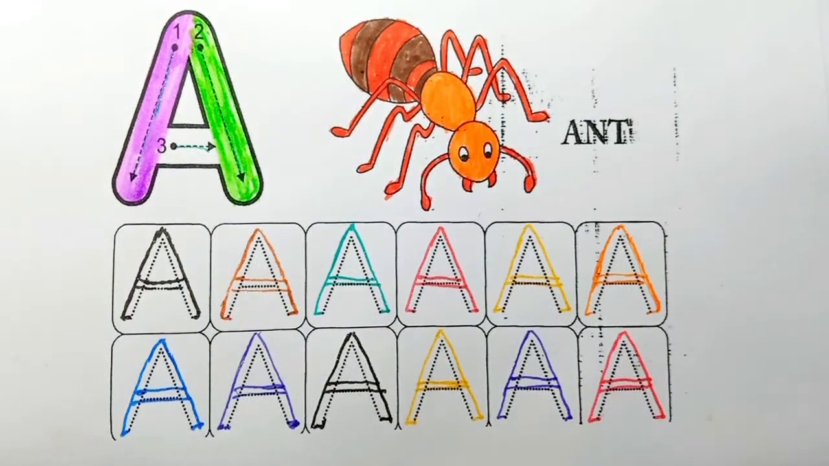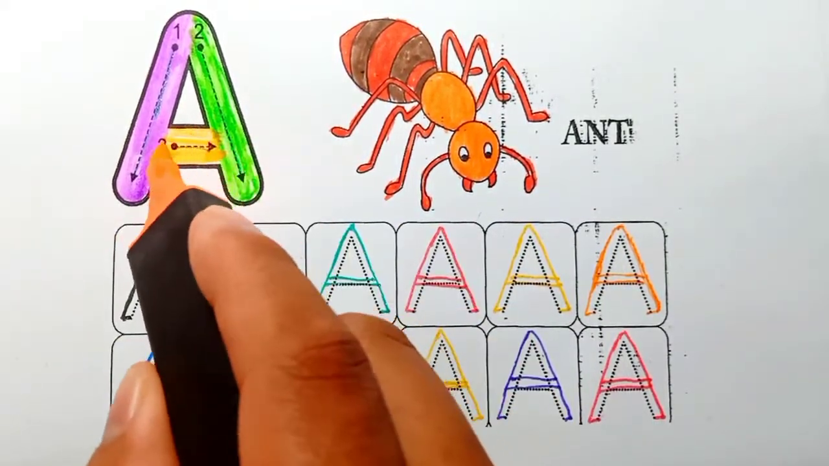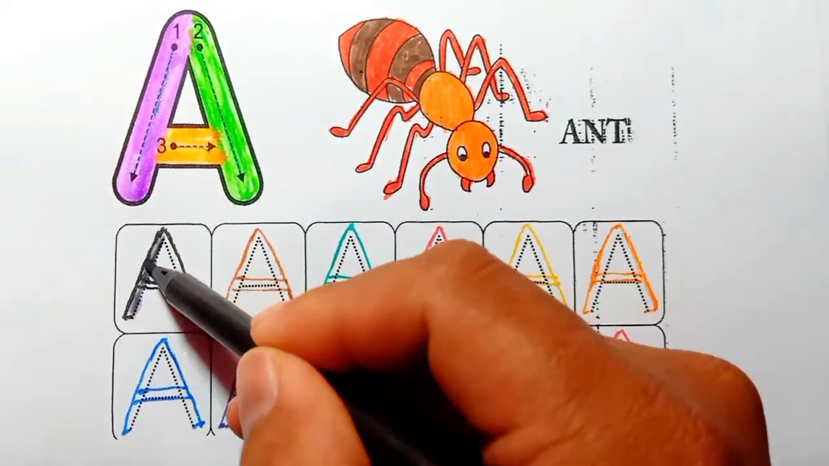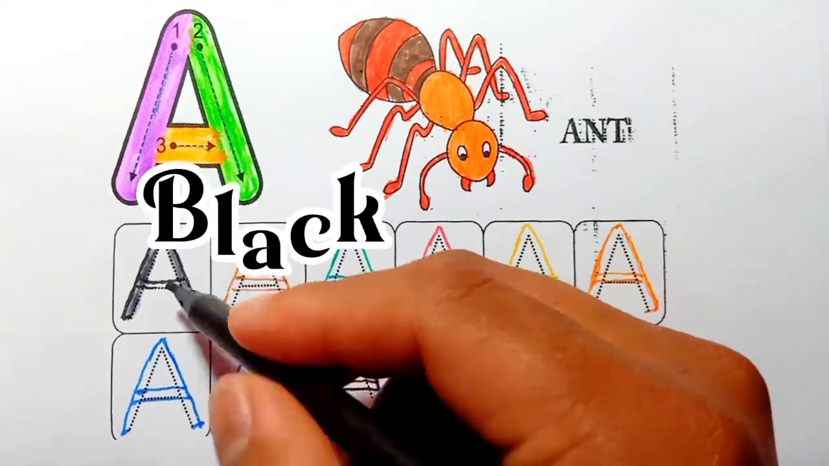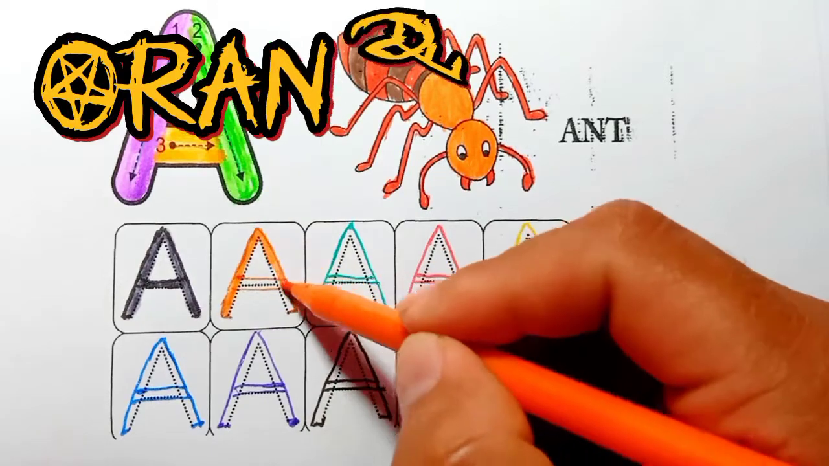Say with me that letter A. This is letter A. A. This is letter A. Black color, this letter A is black. Follow me, kids. This letter is orange color.